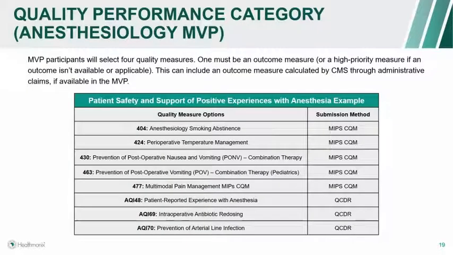Here is an example of the subset of measures available through the anesthesiology MVP for patient safety and support of positive experience with anesthesiology. And both clinical quality measures and QCDR measures are available. So to report as part of this MVP, you would need to select 4 of the measures and report 4 of the measures from that list.